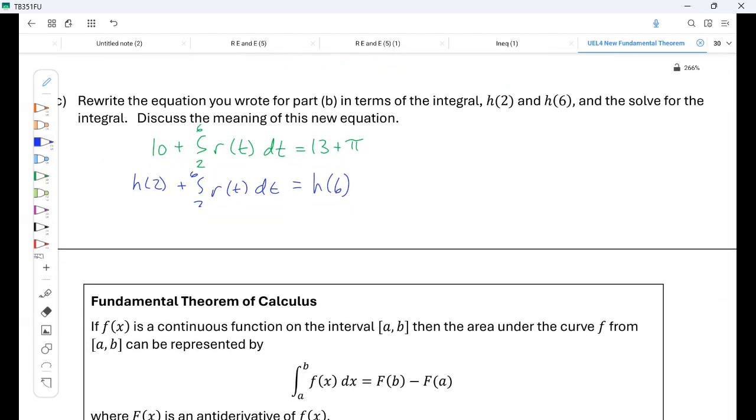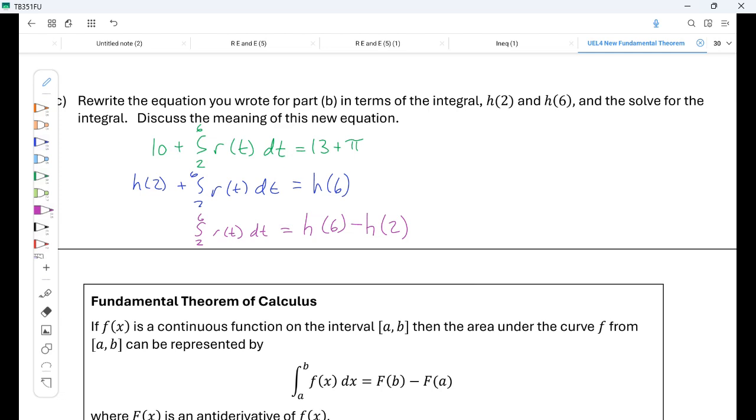So if I solve for the integral there, I will end up with the integral from 2 to 6 of r of t dt. It does equal h of 6 minus h of 2. Think about what h of 6 minus h of 2 would tell you. If I knew the height of the water in the barrel at t equals 6, and I subtracted the height of the water in the barrel after t equals 2, what am I finding out when I subtract those two amounts?